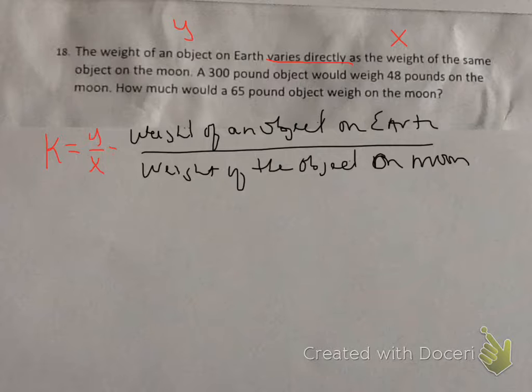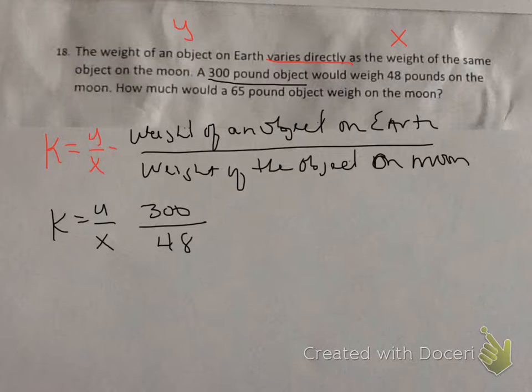All right, so it says here a 300-pound object would weigh 48 pounds on the Moon. Remember, k equals y over x. The 300-pound object is what the weight is on Earth, so that would be on top. The 48 pounds on the Moon goes on the bottom because x is the same object. How much would a 60-pound object weigh on the Moon? So this is our direct variation here.